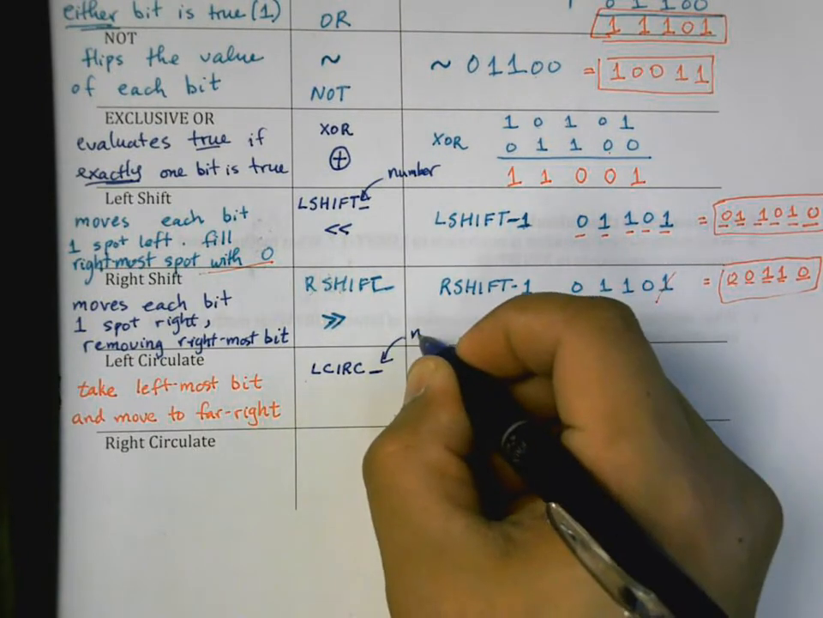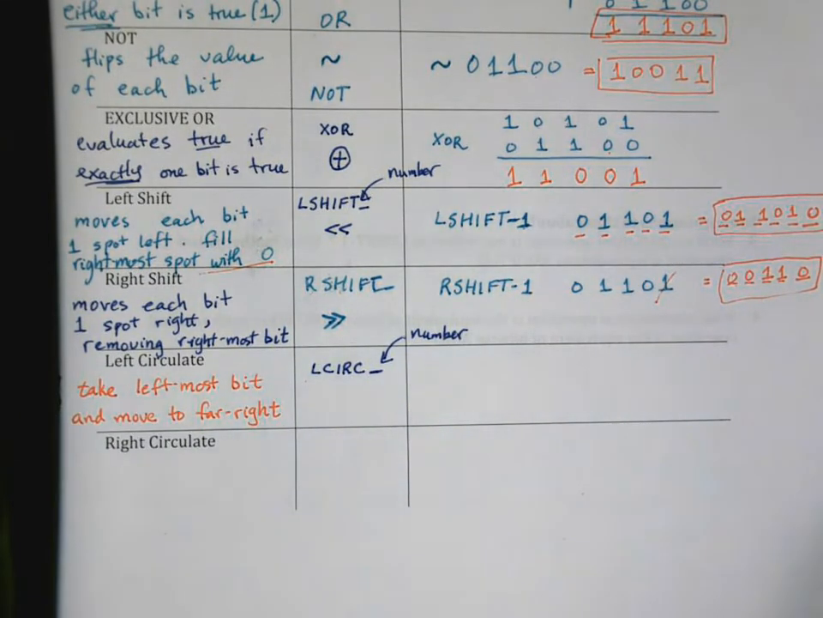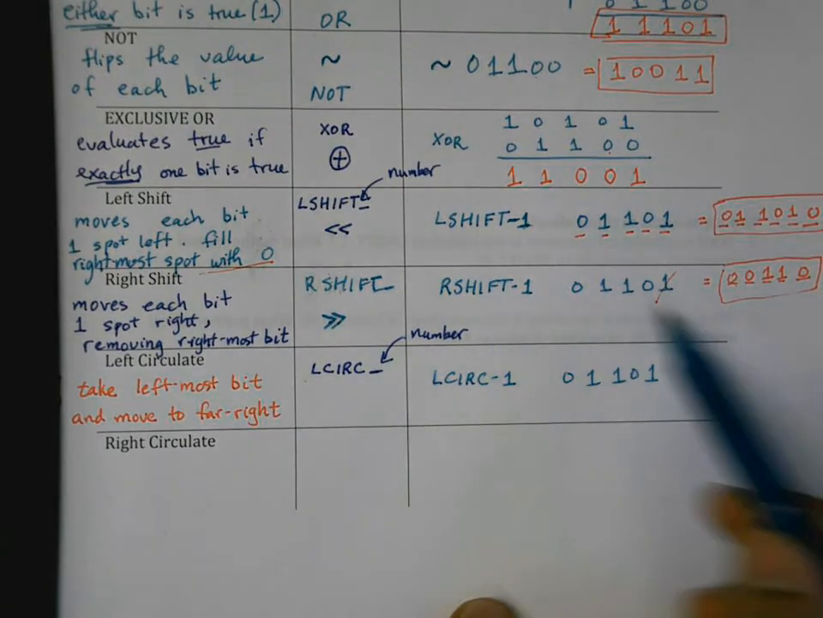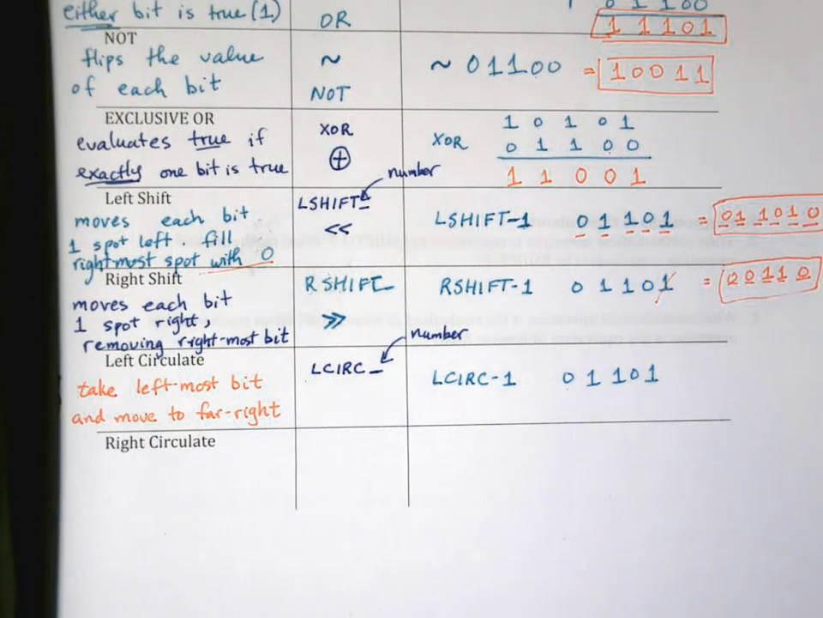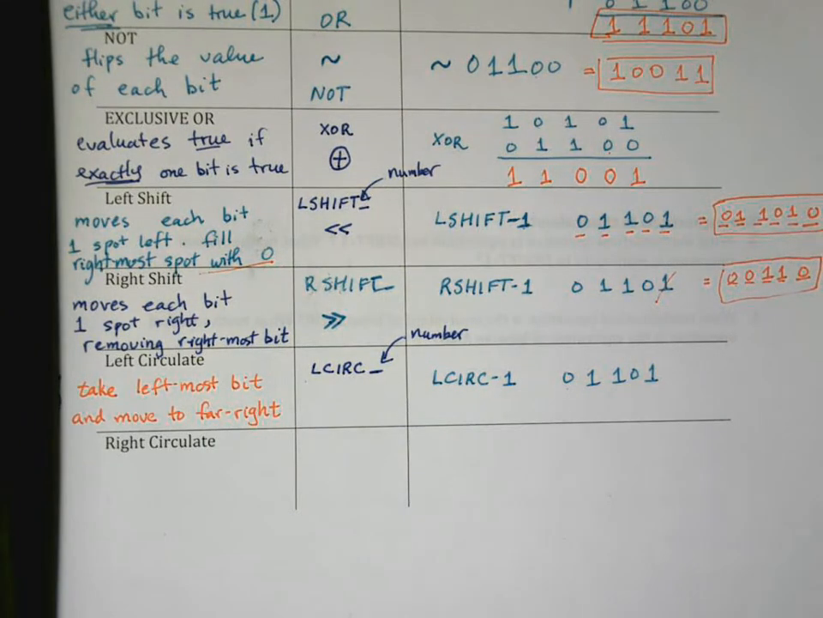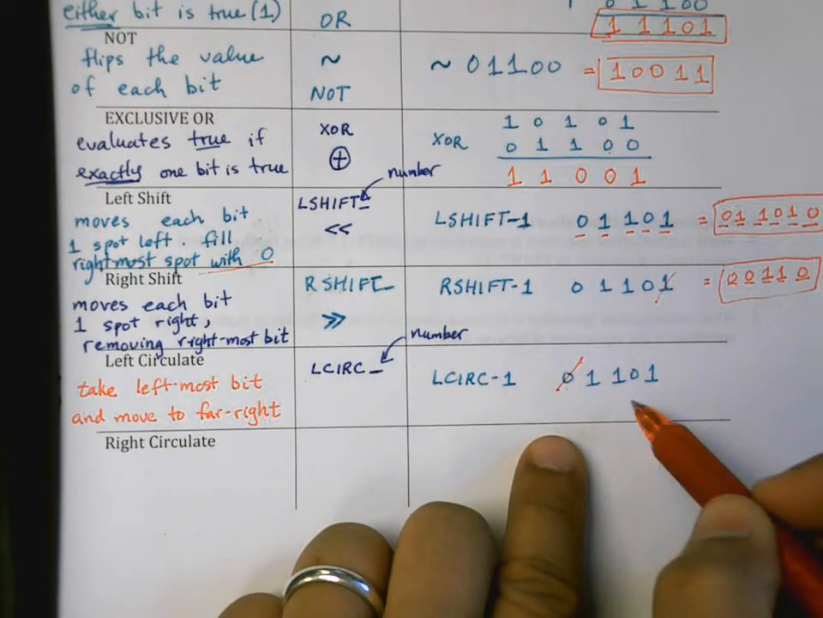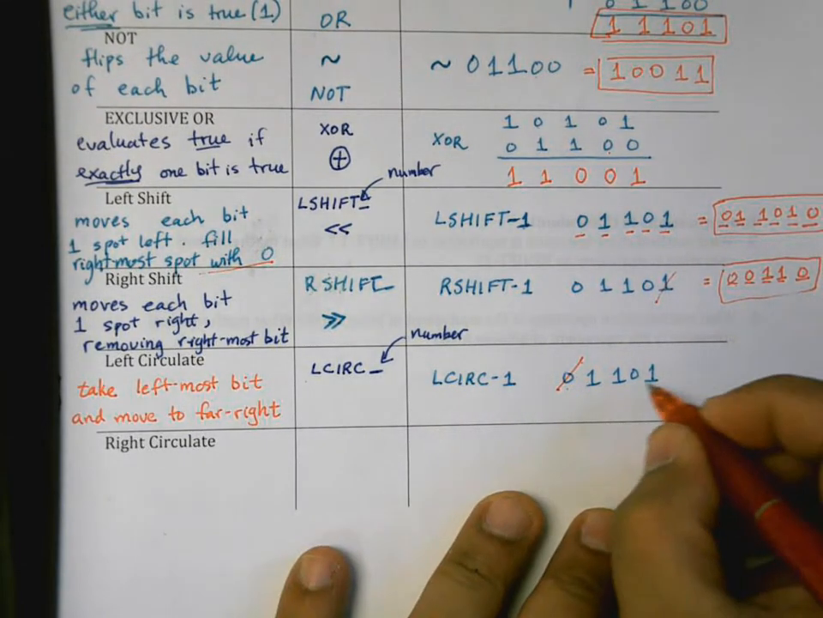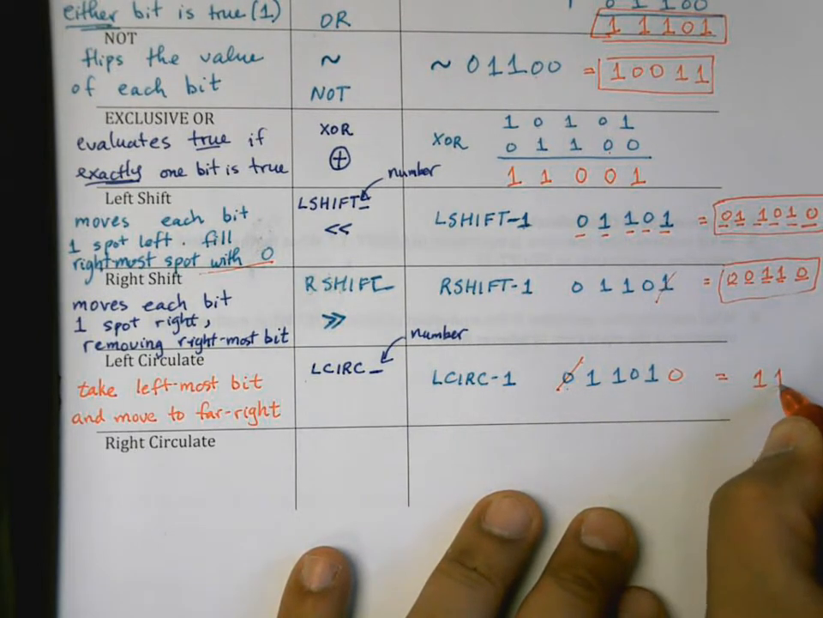It's sort of like left shift and right shift. And the number will indicate how many times to repeat the operation. So let's look at an example. Okay, so if I have the same bit string that I had before, 0, 1, 1, 0, 1, L circ basically says take the leftmost bit, that's this one, and move it to the other side. So move it over here. So now this becomes 1, 1, 0, 1, 0.